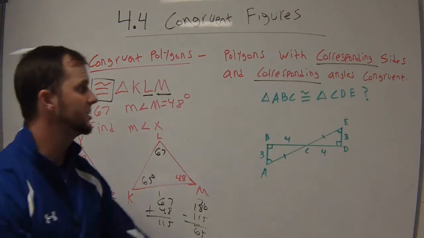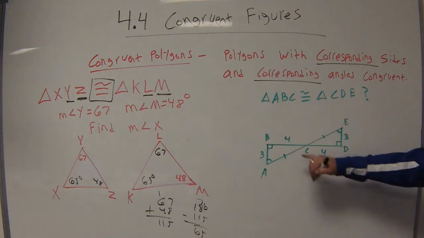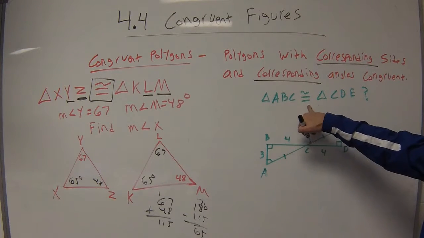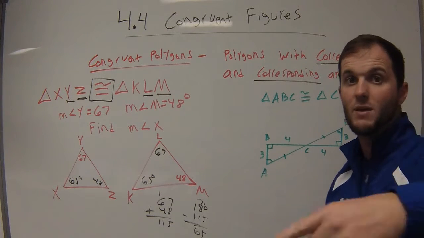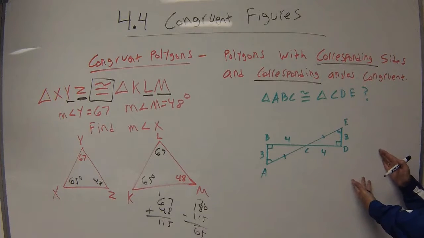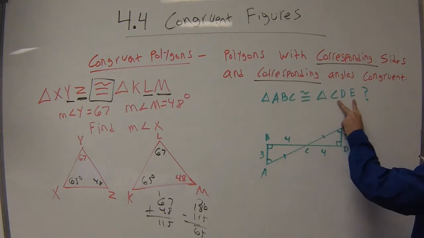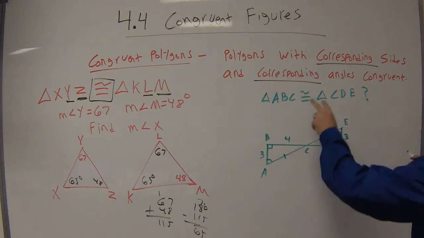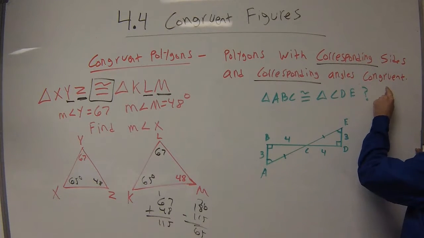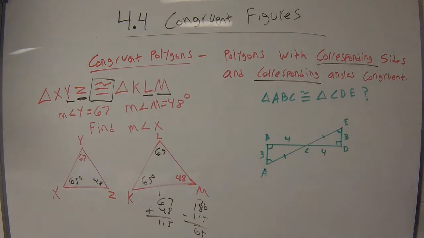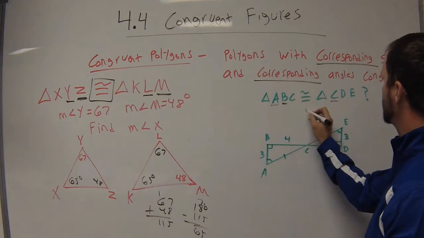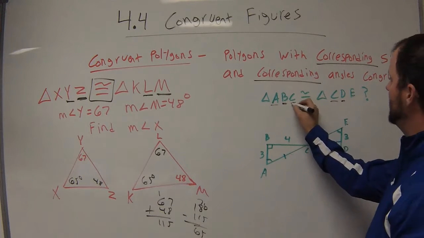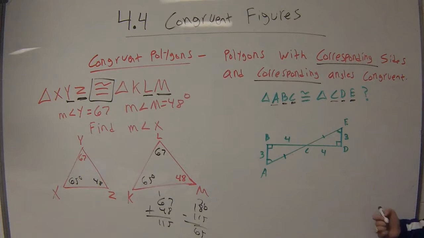Okay, so now let's look at this next example. Triangle ABC, congruent to triangle CDE, and I'll put a question mark here because I want to figure out if these are congruent to each other. Are ABC and CDE congruent to each other? Again, the corresponding sides have to be congruent and the corresponding angles have to be congruent. So what this means is that A has to be congruent to C, B has to be congruent to D, and C has to be congruent to E. Let's go ahead and check that out real quick.